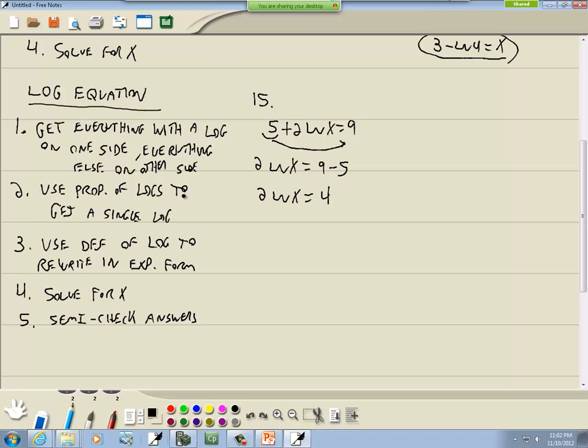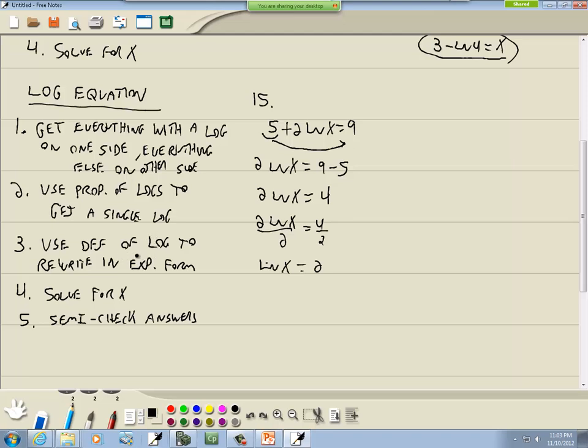Now step 2 says use properties of logs to get a single log. We just want log of something. Don't want any numbers in front of it, don't want to have 2 logs or anything like that. Now you could use properties of logs, but there's an easier way. Sometimes you can use simple algebra to get it by itself. You see how this has a 2 here? If I divide both sides by 2, that'll get rid of it. So then we've got natural log of x is equal to 2.